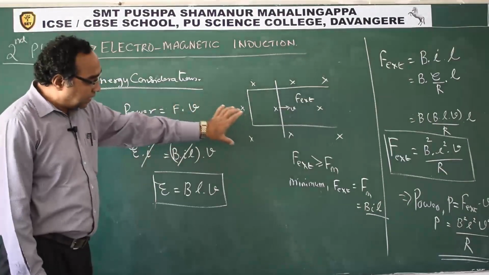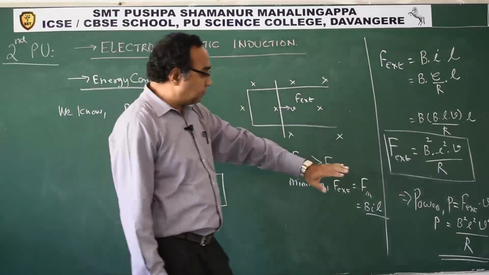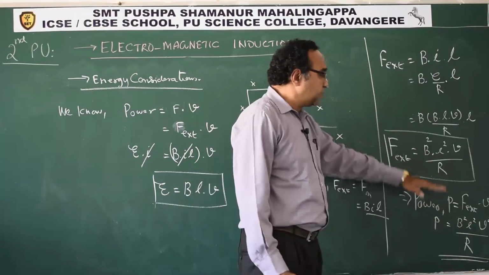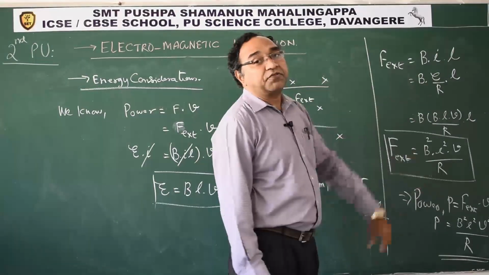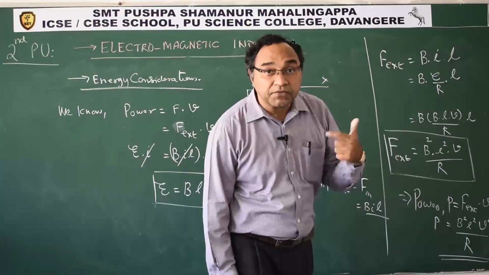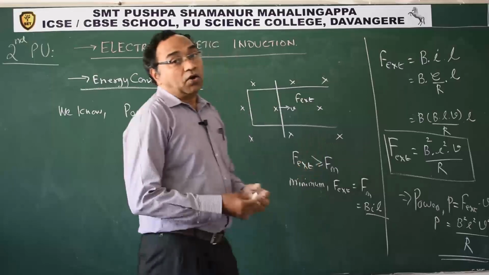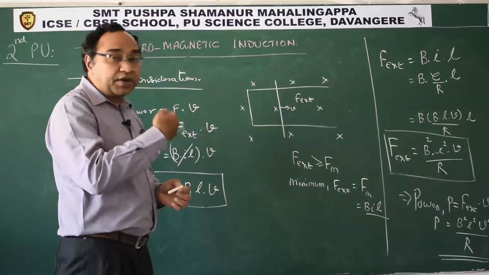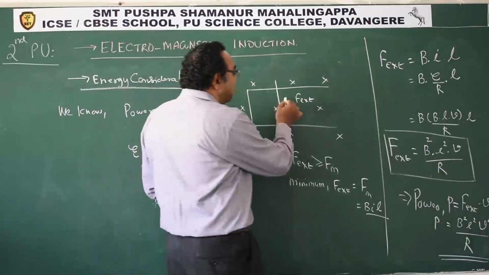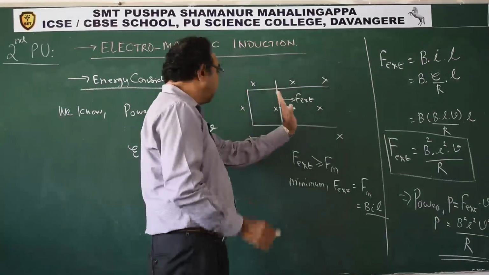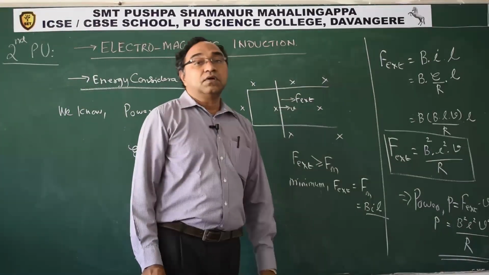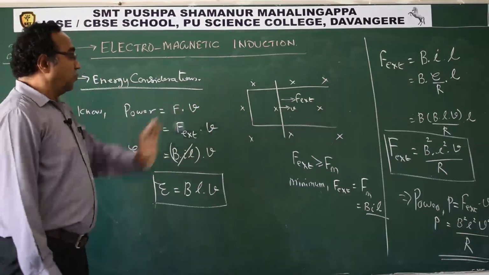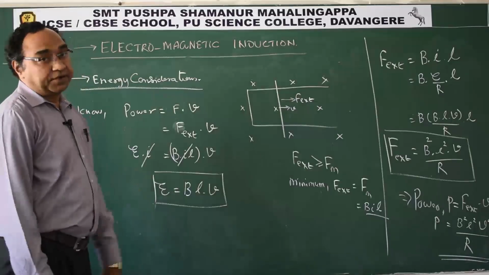This is exactly how you will get numericals where the power will be asked to compute. You will be asked to find how much is the external force, what is the minimum external force required. Because if the force is not greater than the magnetic force, it will not be able to move in this direction. It will be pulled inside. That is exactly how energy considerations also tell us how to find the various parameters.